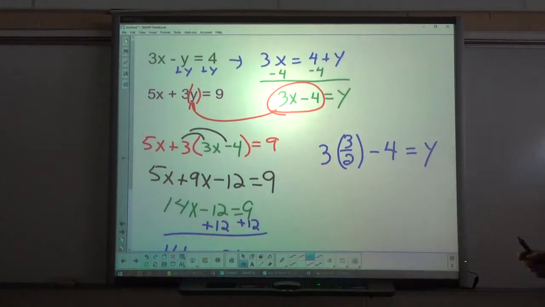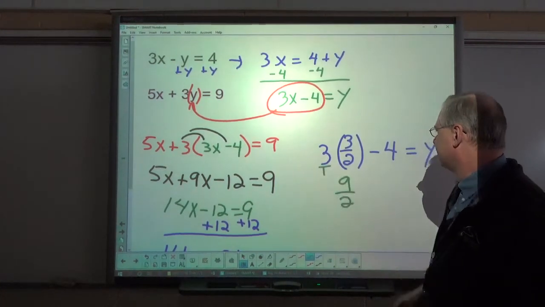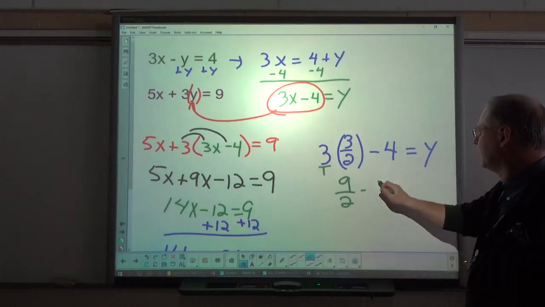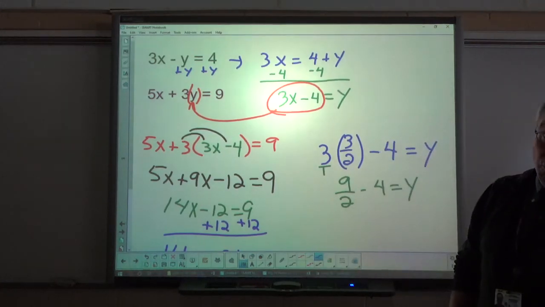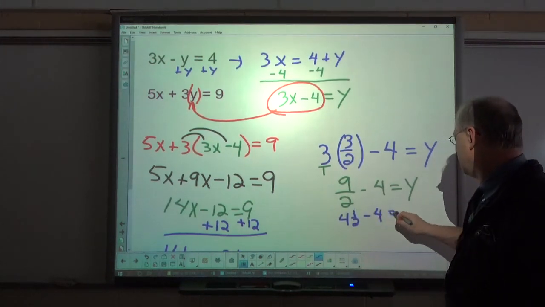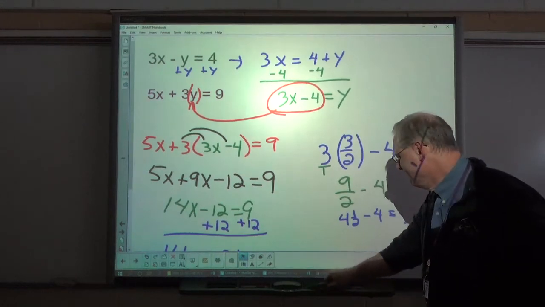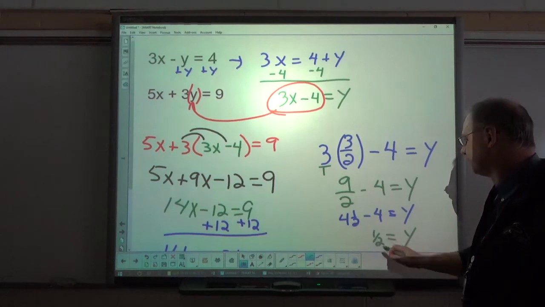Oh, not as nice a solution as the other ones. That's okay. It is what it is. We have 9 halves, right? Multiply the tops together, bottoms together. Minus 4 equals y. Now, 9 halves is 4 and a half. So therefore, y is just 1/2.